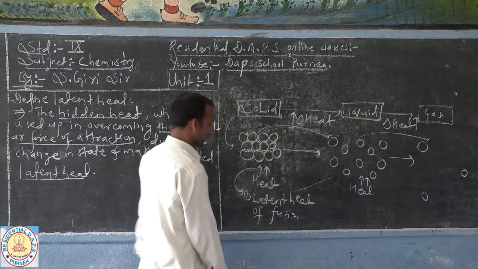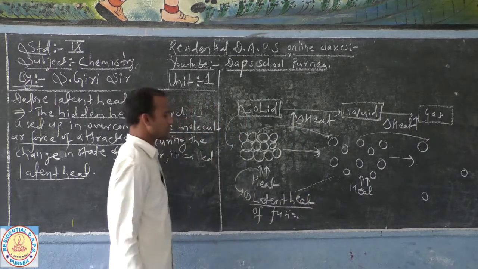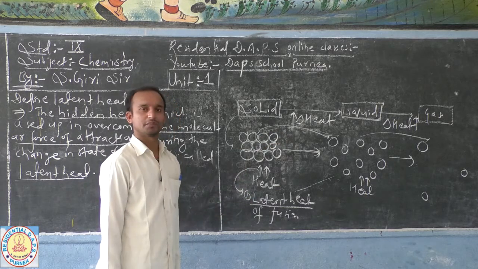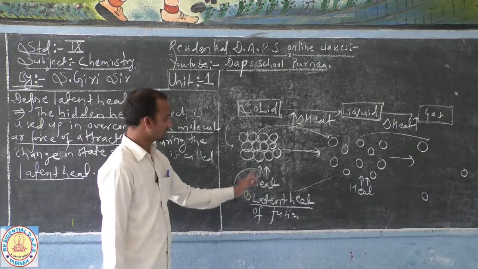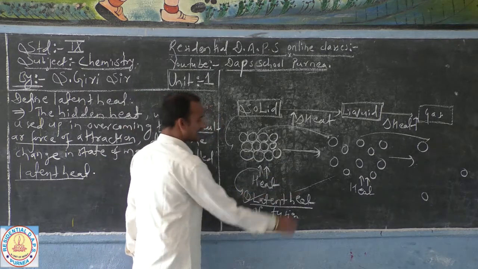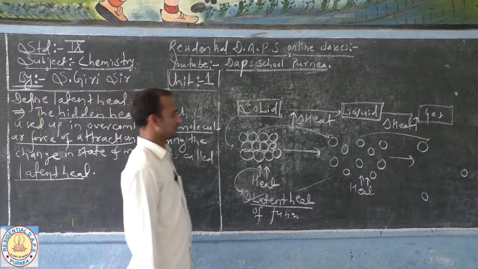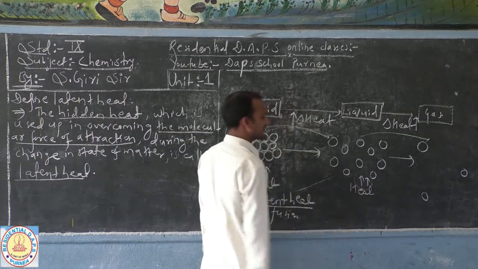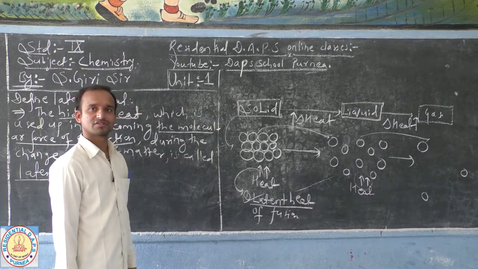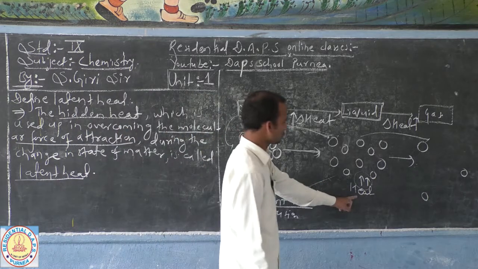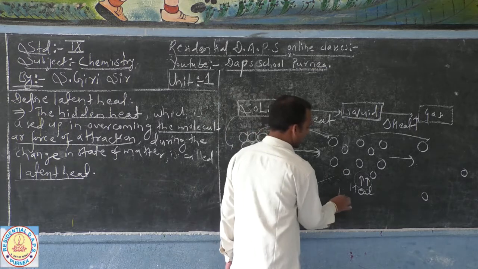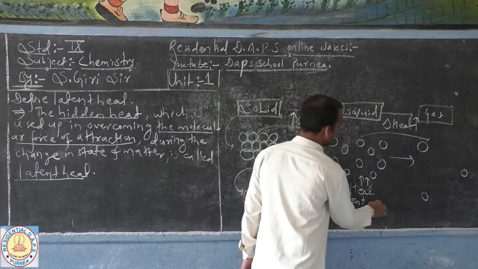Now this hidden heat which is used to convert solid into liquid, meaning in a melting state, meaning fusion, that heat is known as latent heat of fusion. And the latent heat, or hidden heat, which is supplied to the liquid to change it into gas, meaning this heat is used to overcome the molecular force of the liquid state, is known as latent heat of vaporization.